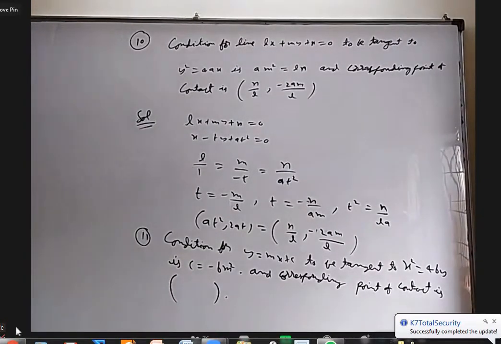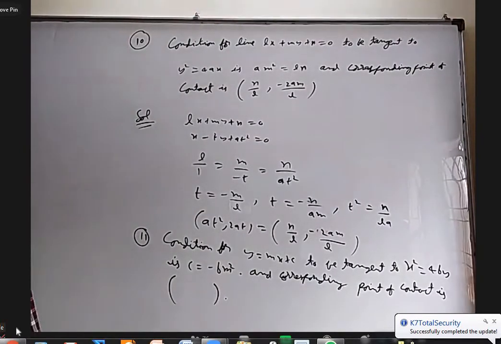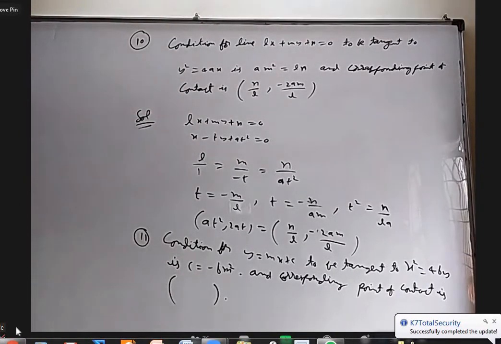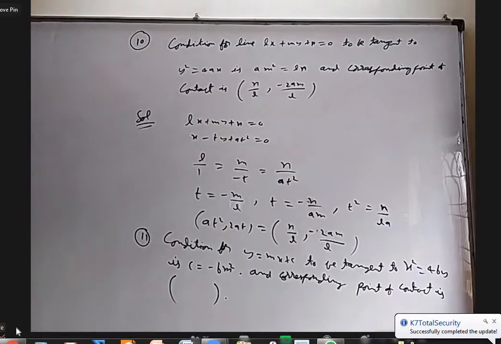Okay. Anybody want to tell me how to prove this 11th one? Sir, we can solve the line and the parabola and get the relation from the discriminant, discriminant equal to 0. From there we will get bm square equal to minus c. Okay. And are you getting something about the point of contact?